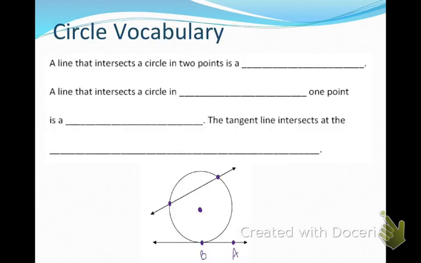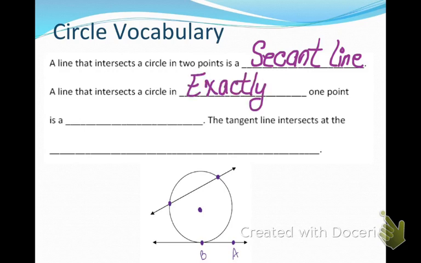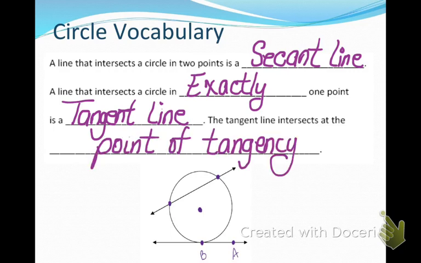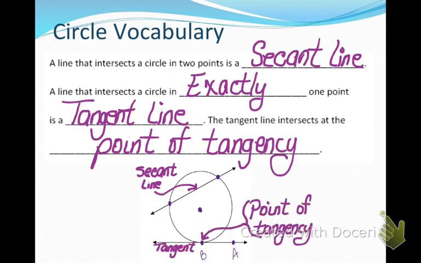Now, a line that intersects a circle in two places is called a secant line, or a secant. A line that intersects a circle in exactly one point is called a tangent line, or a tangent. The tangent line intersects at what is called the point of tangency. So I'd like you to fill all of those out and then label this diagram with secant line, tangent, and point of tangency.